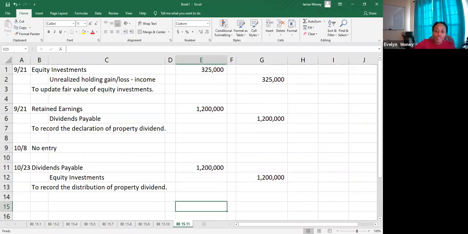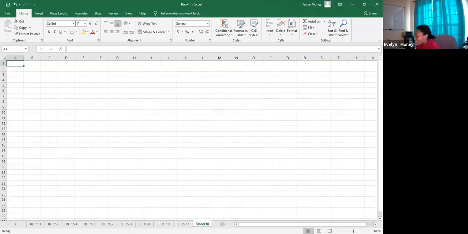Let's do another one because you can never do too many problems when it comes to dividends because there's so many different types of dividends. So let's do brief exercise 15.12. So we have Graves Mining Company declared on April 20th a dividend of $500,000 payable on June 1st. Of this amount, $125,000 is a return of capital, and we need to prepare the April 20th and June 1st entries for Graves.